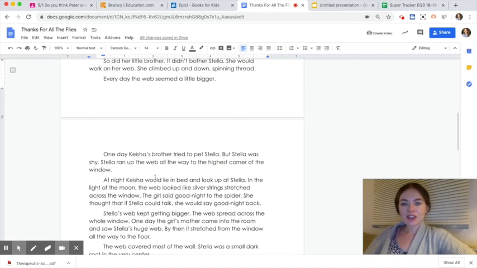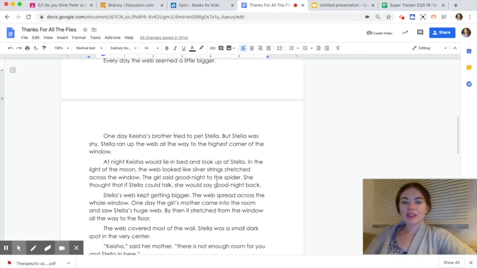At night, Keisha would lie in bed and look up at Stella. In the light of the moon, the web looked like silver streams stretched across the window. The girl said good night to the spider. She thought that if Stella could talk, she would say good night back.